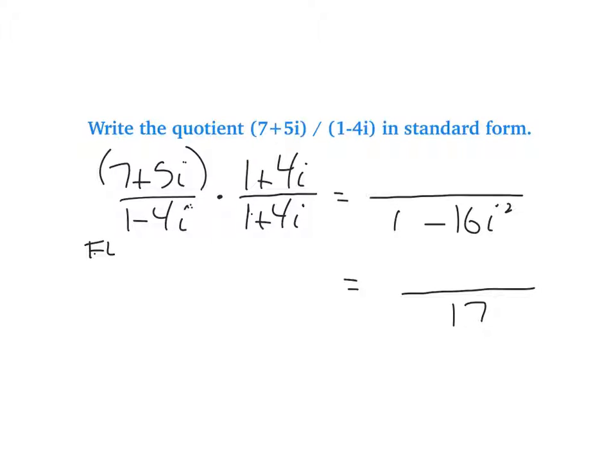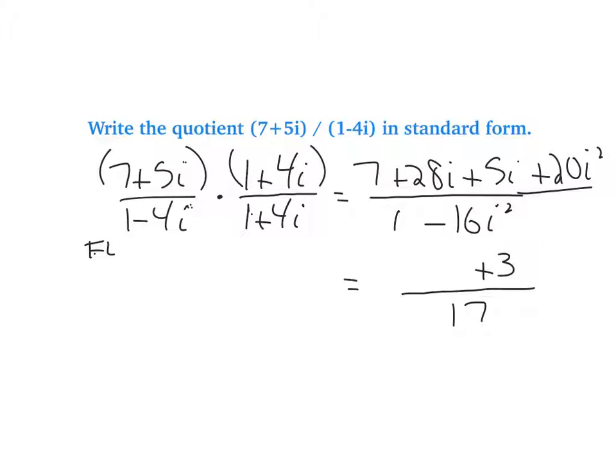Now on the top, my numerator's here. I have to do FOIL. So I'm going to do first. If I go outer, I get 28i. If I go inner, I get 5i. And if I go last, I get 20i squared. And don't forget what all that does. 28i plus 5i is 33i. And because this is an i squared, that's really a minus 20. So if I do 7 minus 20, it gives me negative 13. And now you're done. You need to look and make sure you can't reduce that any, and that one you can't. So you're fine there.